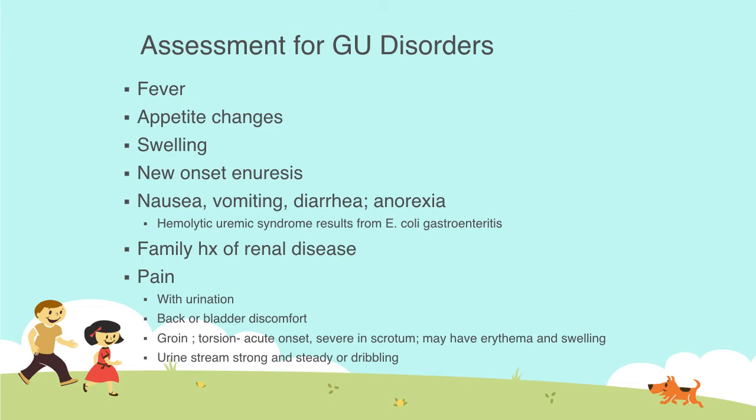When assessing for pain, we need to find out, when do they have pain? Is the pain only present with urination? Do they have back or bladder discomfort? Do they have groin pain? Because this can indicate something like testicular torsion, which is an acute onset and it's severe pain affecting the scrotum. They may or may not have erythema and swelling. And of course, because this is the private parts, males are very reluctant to share this information, so you have to ask and you have to look. In addition, is the urine stream as strong and steady as it usually is, or is the child going to the bathroom frequently and it's only dribbling?